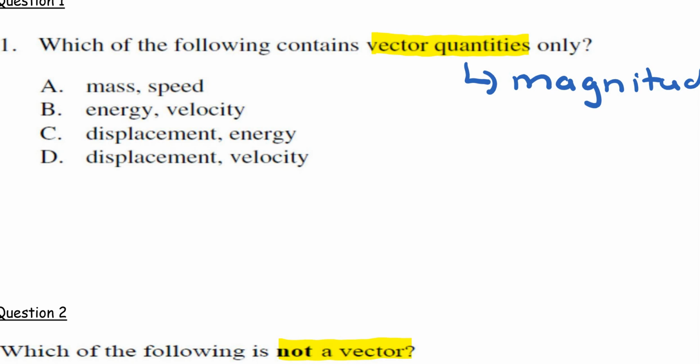So mass here is a scalar. Speed is also a scalar. Energy is also a scalar. And then velocity is our first vector. Displacement is also a vector. Energy is a scalar. And for option D, displacement is a vector and velocity is also a vector there. So option D has all the vectors there.